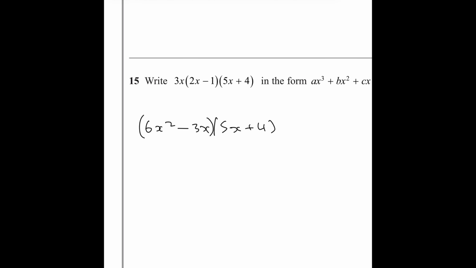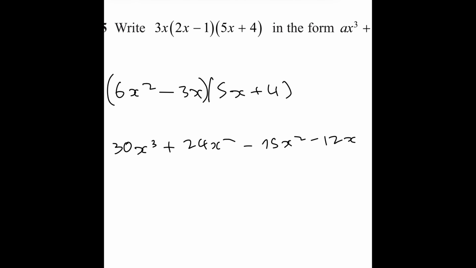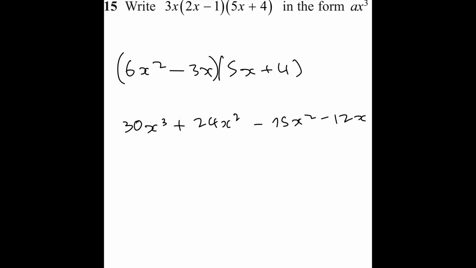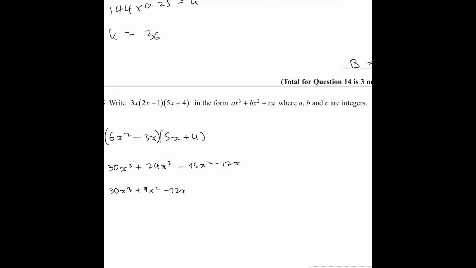So let's do this. It's going to be 30x cubed plus 24x squared minus 15x squared minus 12x. Now just simplify this. Okay, I don't know why I wrote my 2's like that. So it's going to be 30x cubed plus 9x squared minus 12x, which should be in the form they asked us for. Yep. Nice.